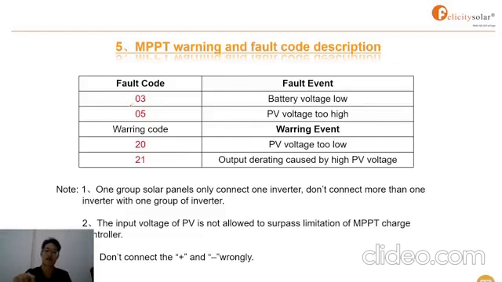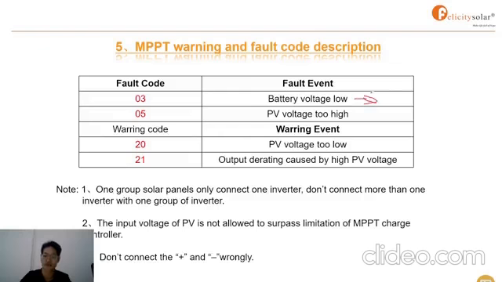Okay, for example, in a fault code, if the MPPT shows 03, which indicates that the battery voltage is low. So how do we check out this problem? We need to check if the battery has output voltage. If the battery has output voltage, then it will be a problem with the panels.